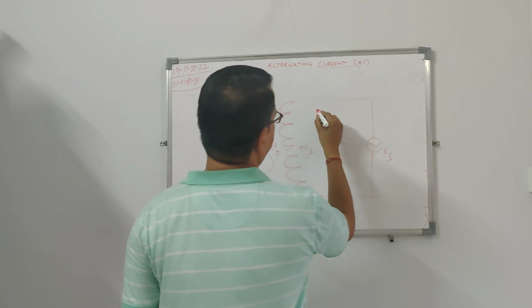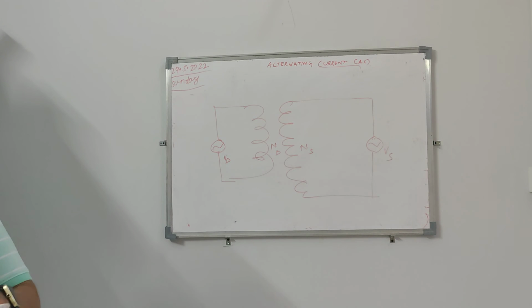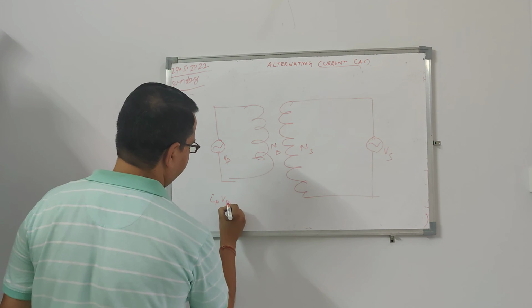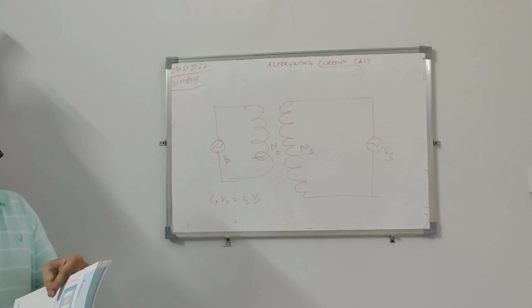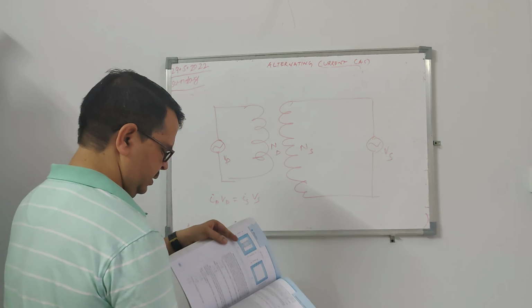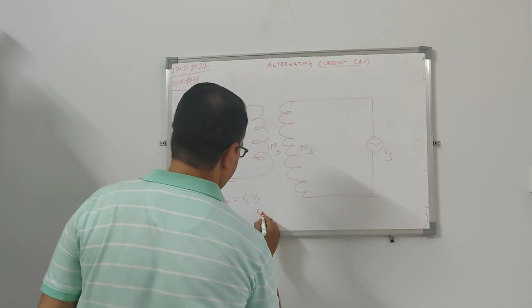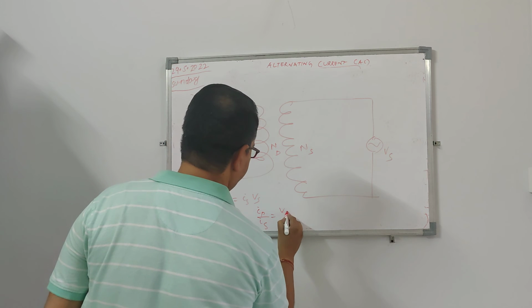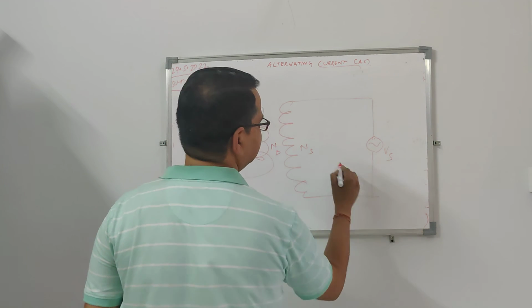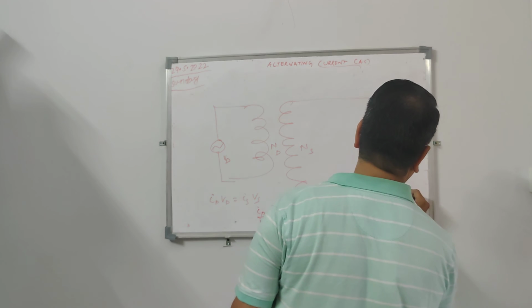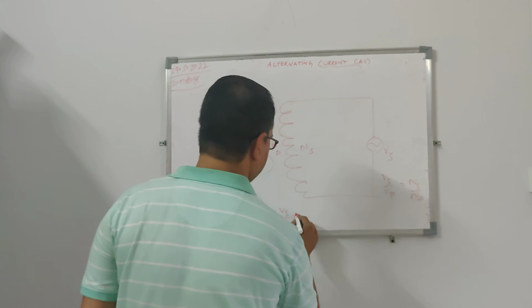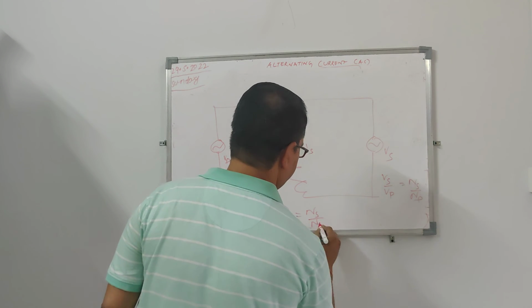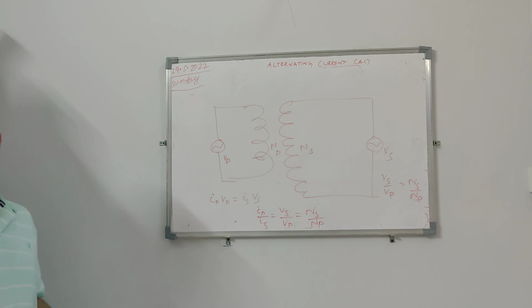Just remember that the primary power is equal to the secondary power, if you assume that there is no loss. So that means Ip into Vp is equal to Is into Vs. Then Ip by Is is equal to Vs by Vp, and Vs by Vp is equal to Ns by Np. So if somebody asks the current relation also, you can find it out.